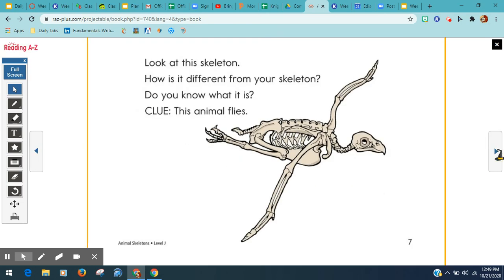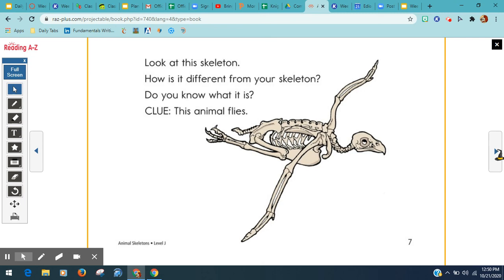Look at this skeleton. How is it different from your skeleton? Do you know what it is? Clue. This animal flies. Can you tell what it is?